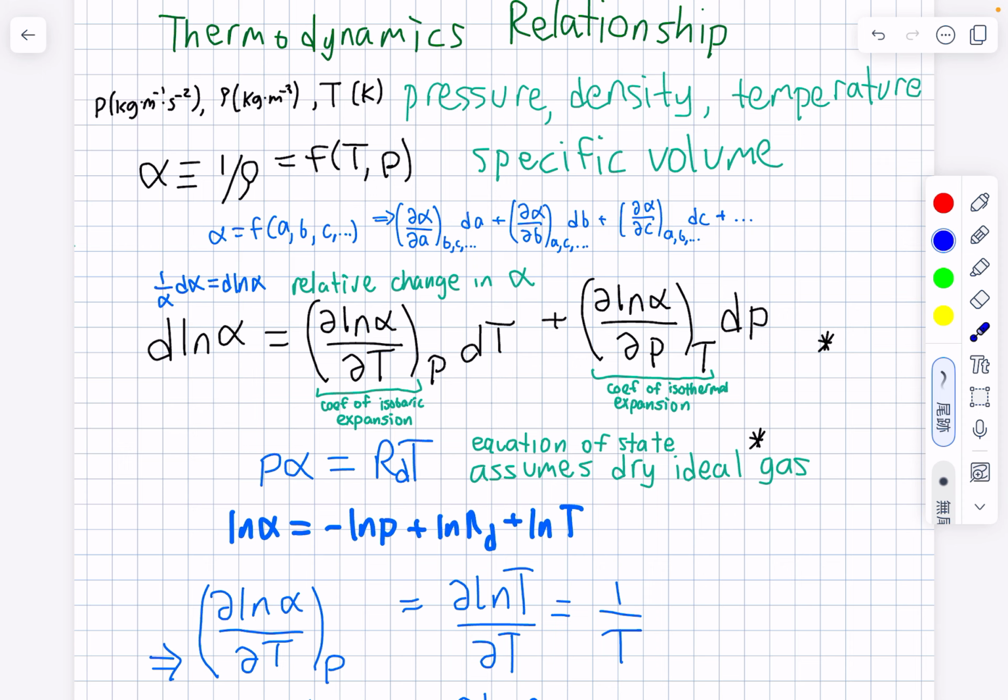And so we know from partial differentiation that we can find the differential of the logarithm of specific volume is equal to partial ln alpha divided by partial T, holding P constant, times the differential of temperature, plus partial ln alpha partial P holding temperature constant, dP.